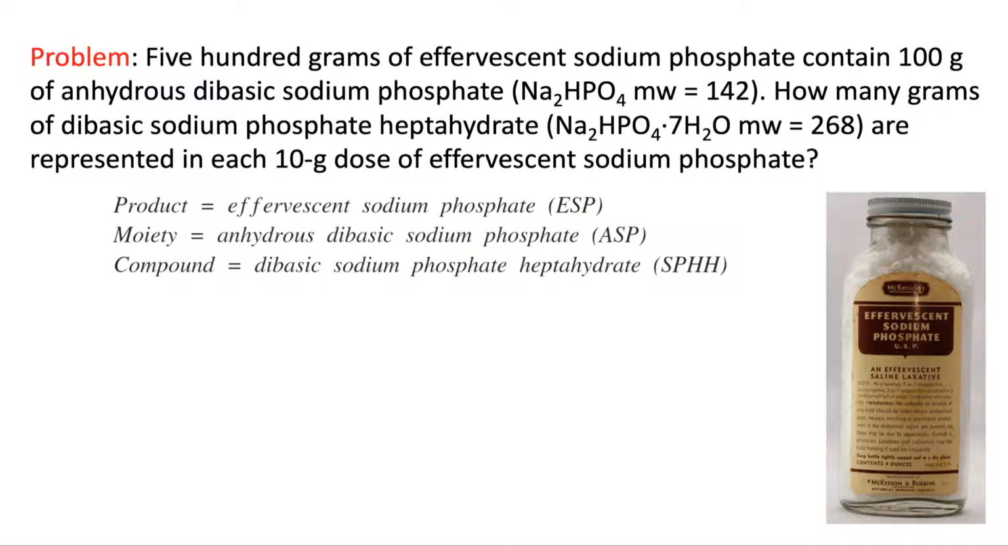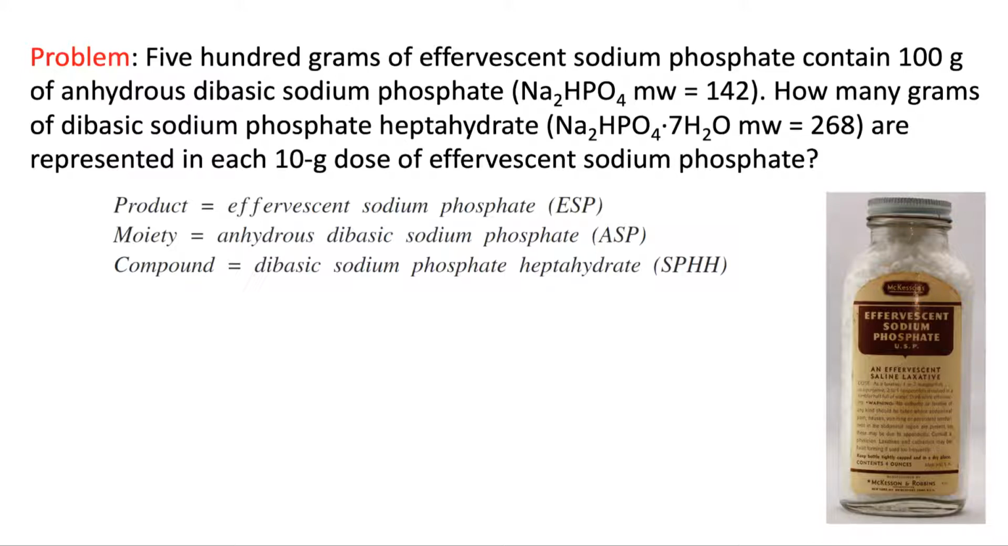All right. So what I want to do is call the product, essentially the formulation product that we are making, an effervescent sodium phosphate product. So I'm going to abbreviate that as ESP for effervescent sodium phosphate. Well, inside of that product, we know the active moiety was this anhydrous dibasic sodium phosphate, which I will abbreviate ASP. So that's the active ingredient in the effervescent sodium phosphate.